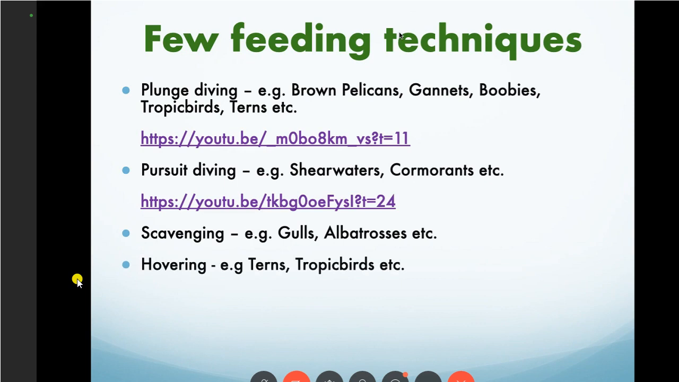Another technique is hovering, used by terns and tropic birds. I have another video over here. This video is by Mandar, and I think it was taken in Little Andamans. I'll play that again.